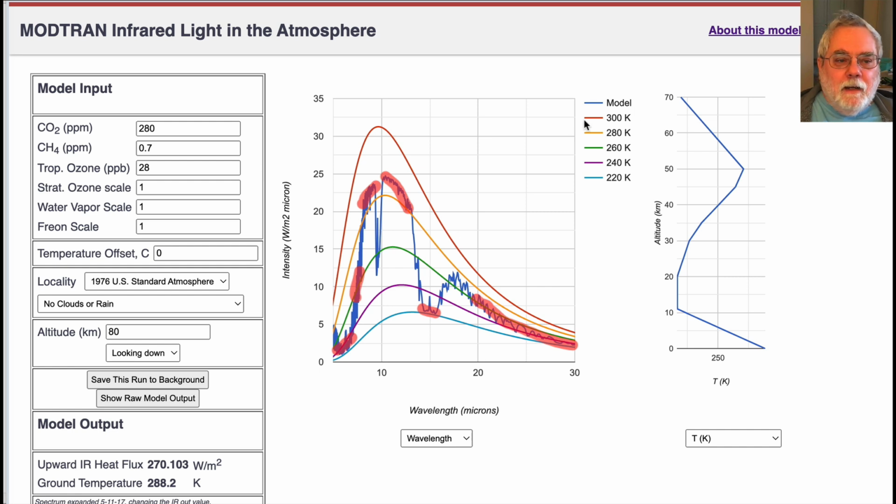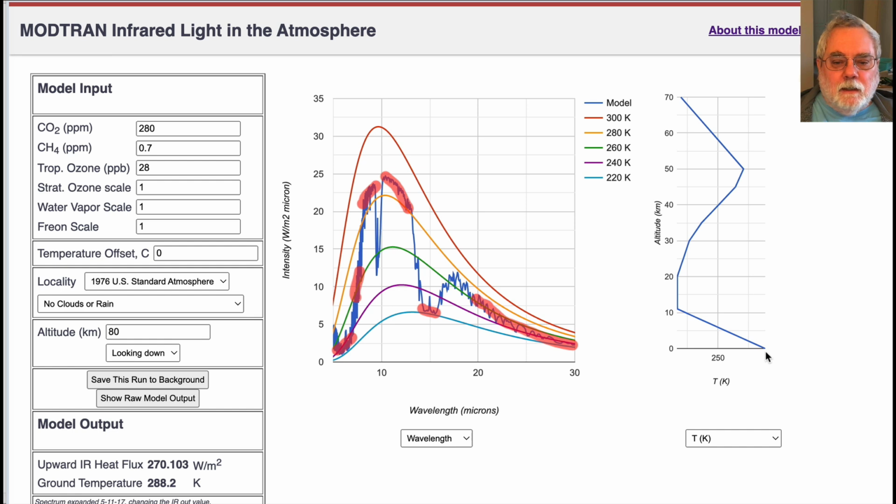We can modify the greenhouse gas concentrations at the upper left and see how it affects the outgoing infrared energy spectrum and total heat flux. Here I've used the pre-industrial concentrations of carbon dioxide and methane. The model takes into account how concentration varies with altitude, which graph we can display on the right side.